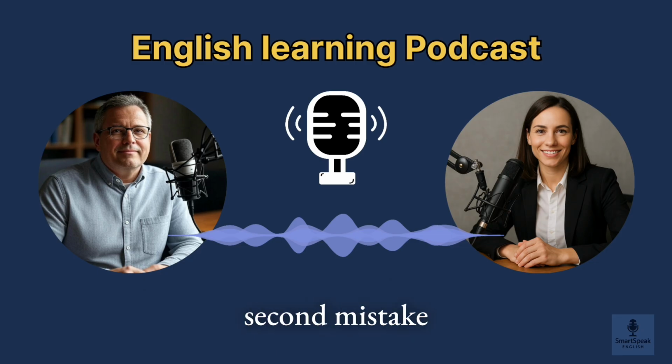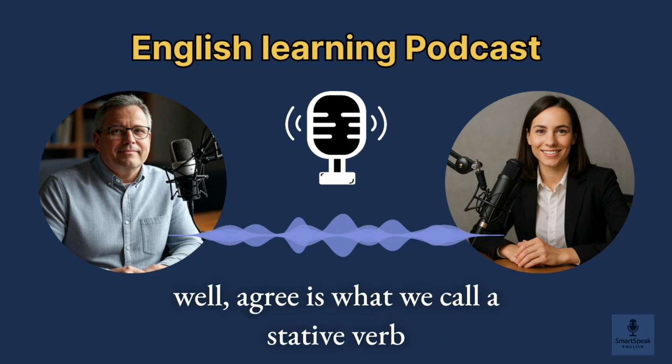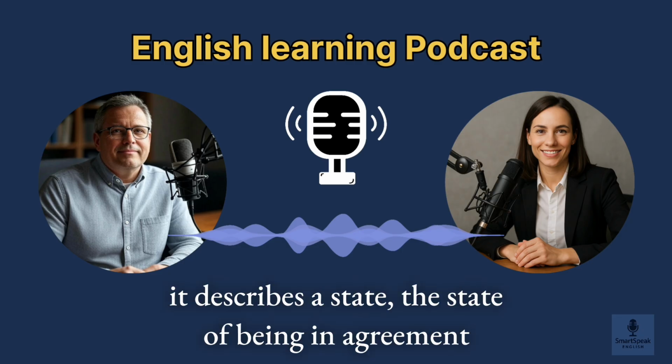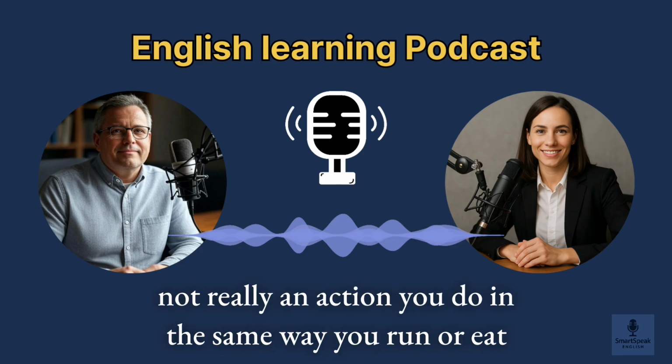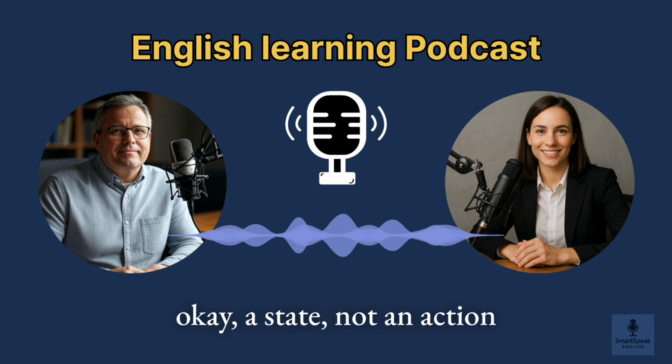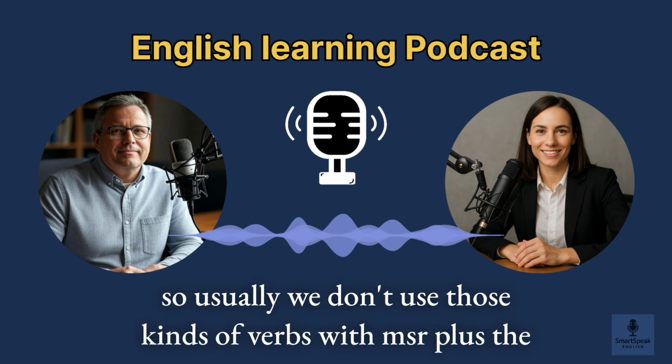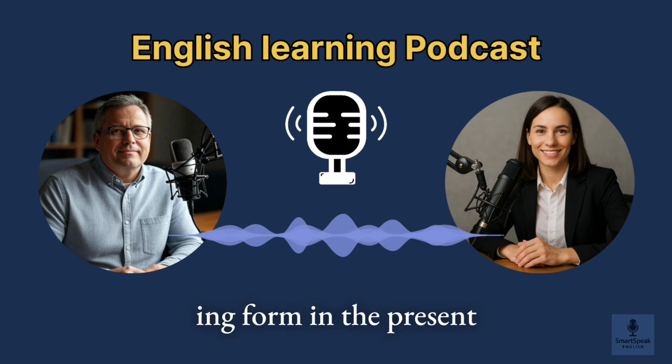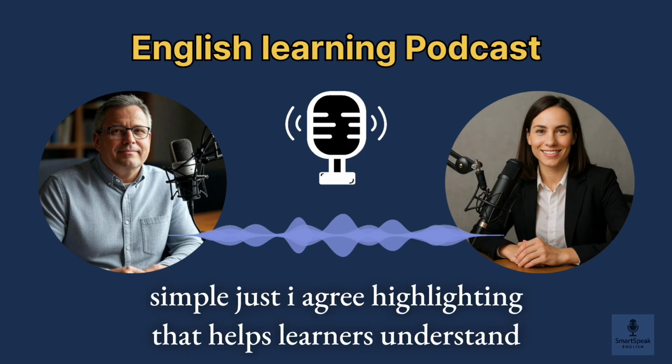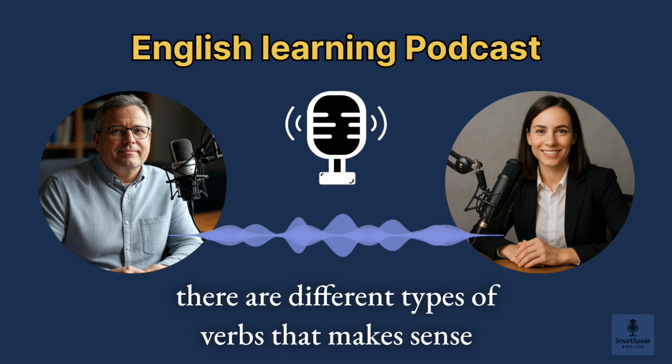Totally agree. Second mistake. I am agree. Ooh, yeah, that's a classic. The correction is just I agree. Why is I am agree wrong? Well, agree is what we call a stative verb. It describes a state, the state of being in agreement, not really an action you do in the same way you run or eat. Okay, a state, not an action. Right. So usually we don't use those kinds of verbs with am plus the ing form in the present simple. It's just, I agree. Highlighting that helps learners understand there are different types of verbs.